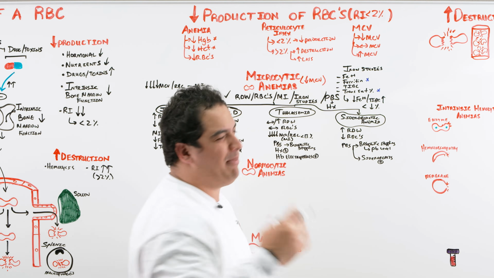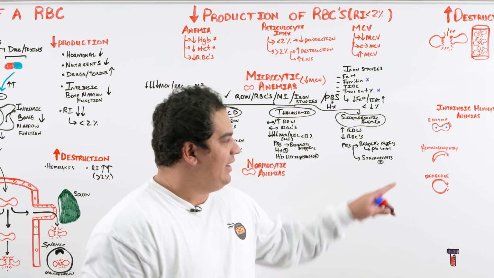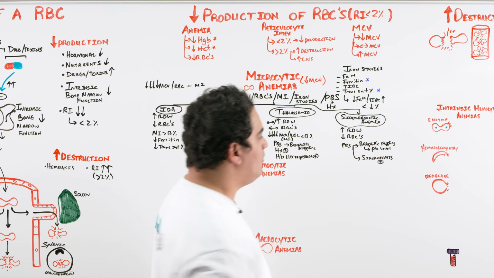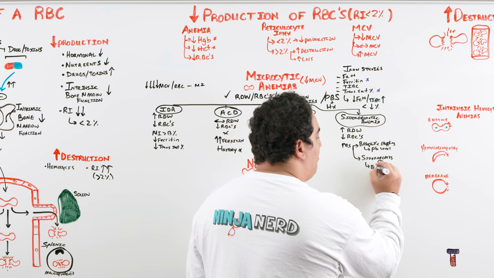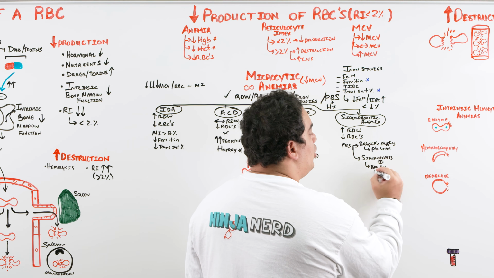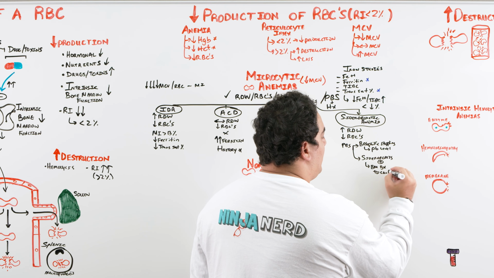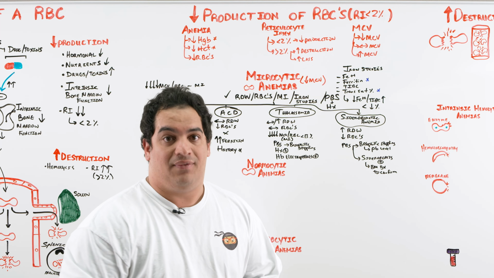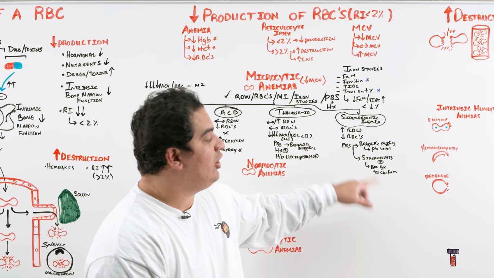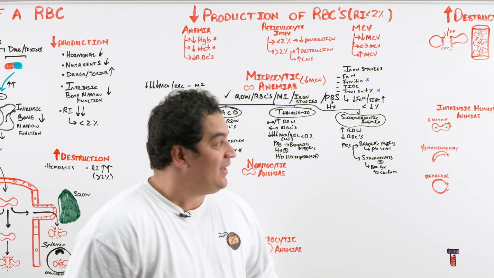Sometimes they even have what's called Pappenheimer bodies. Don't worry about that. I think sideroblasts is the big thing. What you need to do though, if you see sideroblasts, is get a bone marrow biopsy to confirm. That's the only way you can truly confirm sideroblastic anemia: if you see the sideroblasts on peripheral blood smear, you need the bone marrow biopsy to confirm.